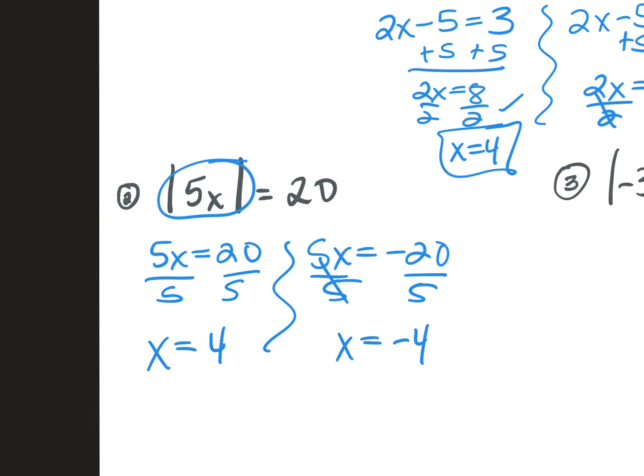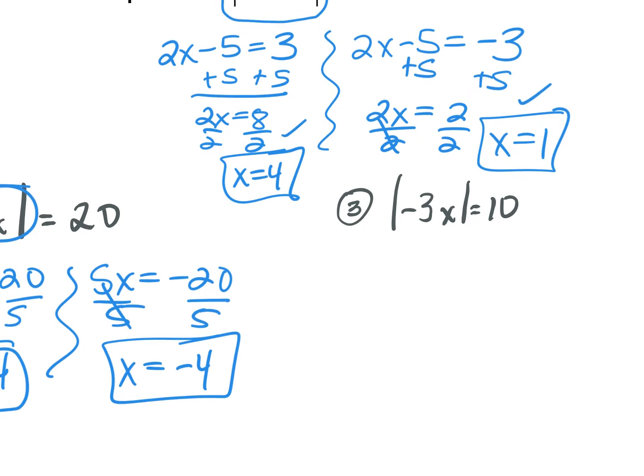Now I need to go back and check. You guys can do this in your head. Put positive 4 into the original. What's 5 times 4? What's the absolute value of 20? Okay, we're good to go. Plug in negative 4. What's 5 times negative 4? Negative 20. Well, what's the absolute value of negative 20? Positive 20. We're good to go. Questions? Isolate your absolute value, sorry.